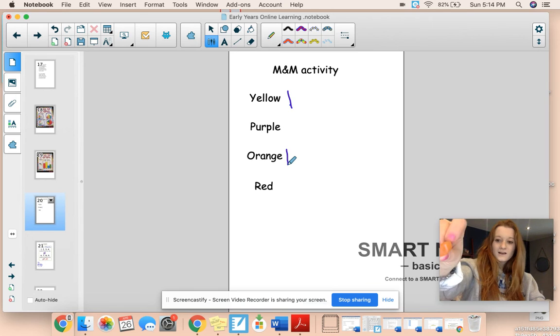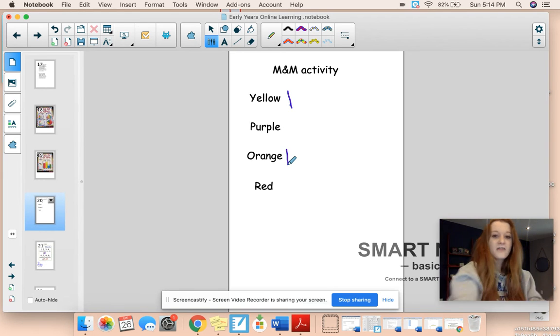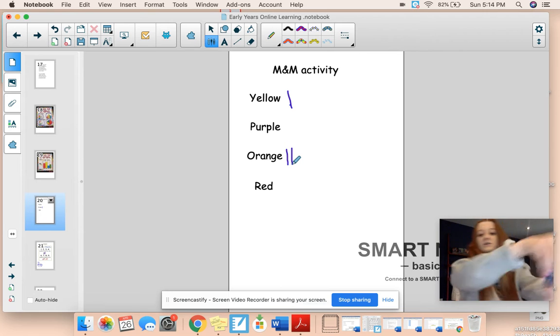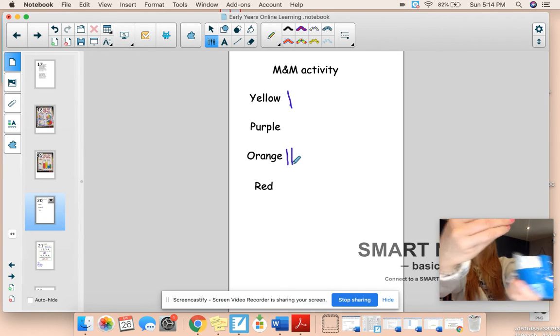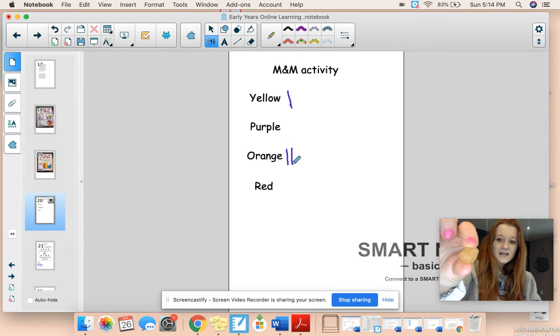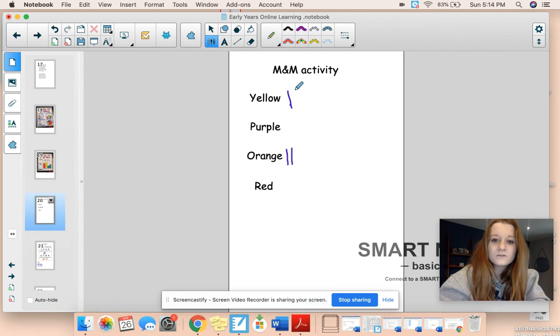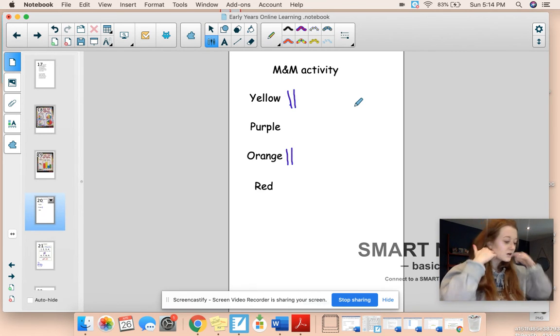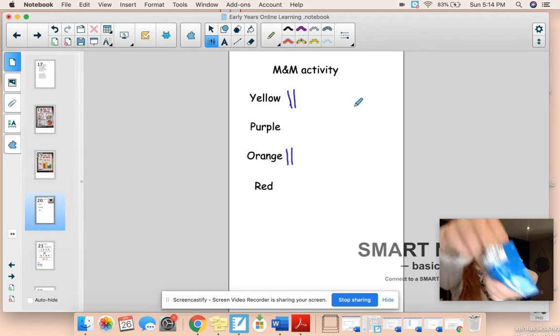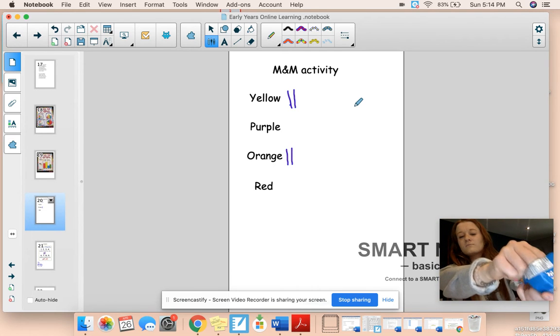Oh, can you see that? Another orange. So we put another tally beside orange. More. Let's see. Oh my goodness, yellow. There's a lot of yellows and oranges in this. So another tally for orange. This is how we record our results using a tally chart. Okay, we'll just do a few more and then I'll let you go.